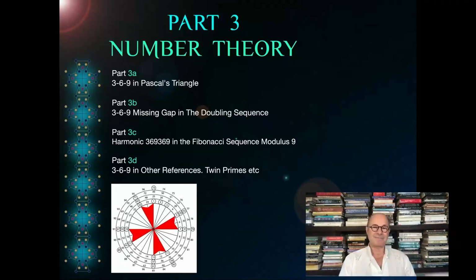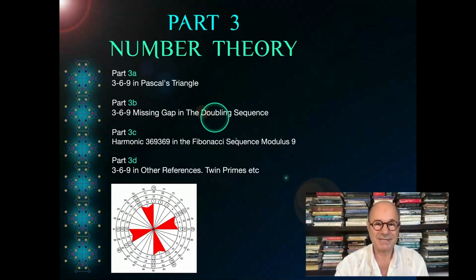And just the last part is number 3. So part 3 is called number theory. So I just want to show you that the 369 appears in Pascal's triangle. It appears in the doubling sequence, Fibonacci, and twin primes.